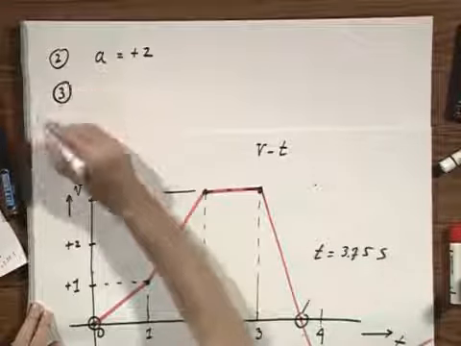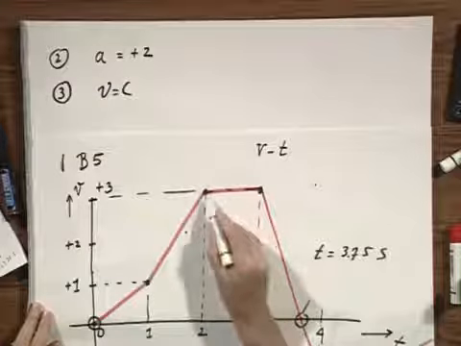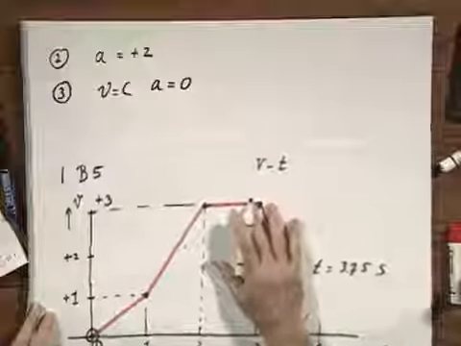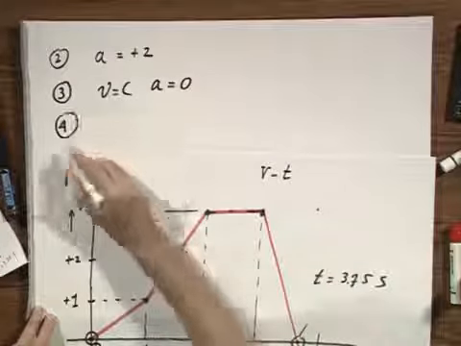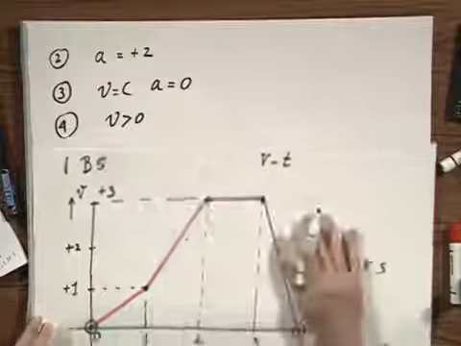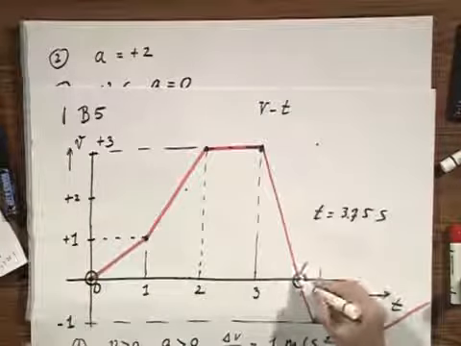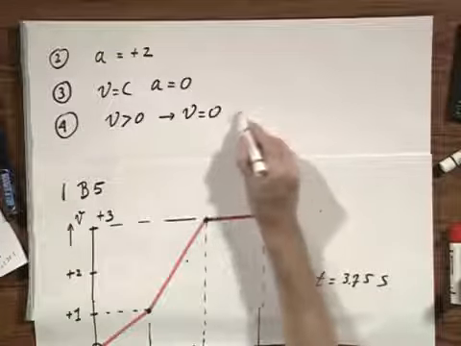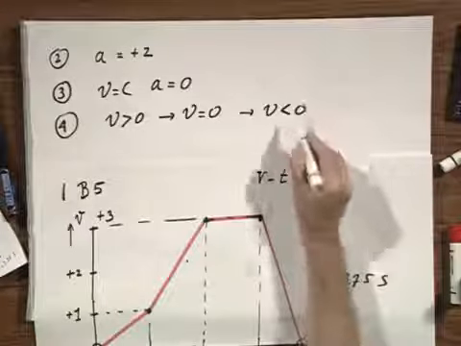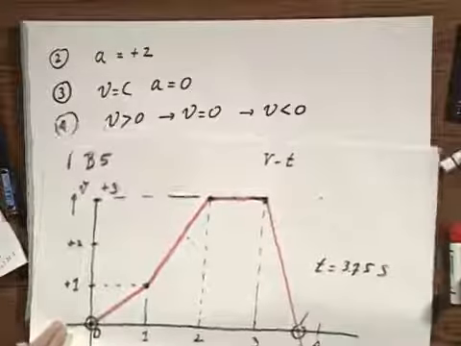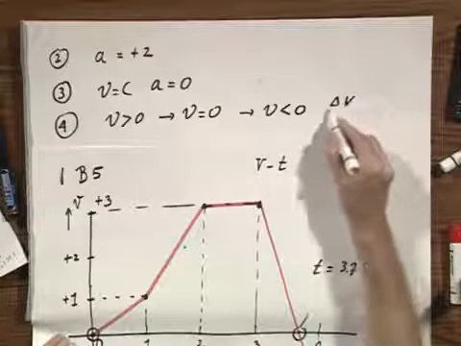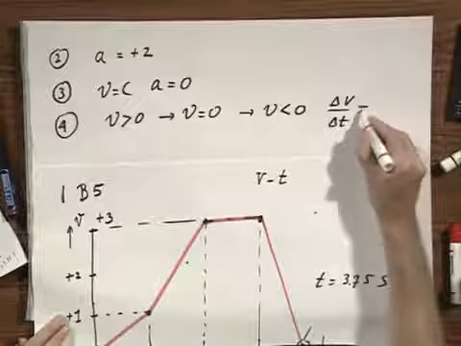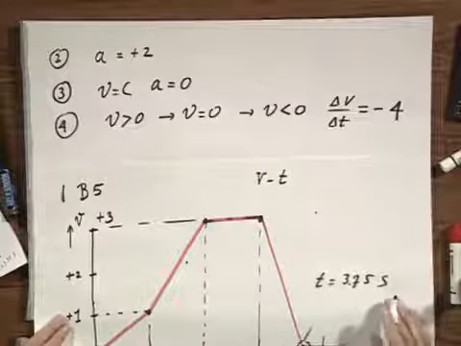During the third second, the velocity is constant. You can see that here. It is 3 meters per second. And so the acceleration is 0. And during the fourth second, the velocity starts off to be larger than 0. It's plus 3. It becomes 0, and it ends up to be minus 1. So the velocity becomes 0, and then the velocity is even negative. And if now you calculate delta v divided by delta t, which is a constant because this is a straight line, you will find that this is minus 4 meters per second squared.